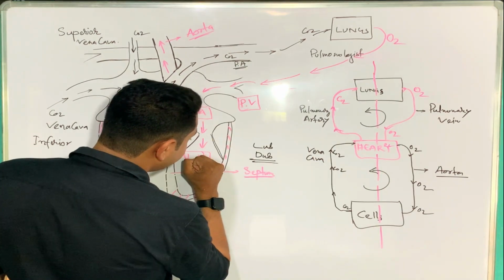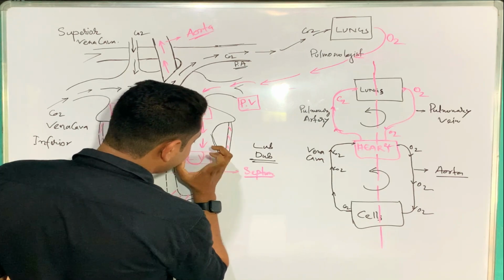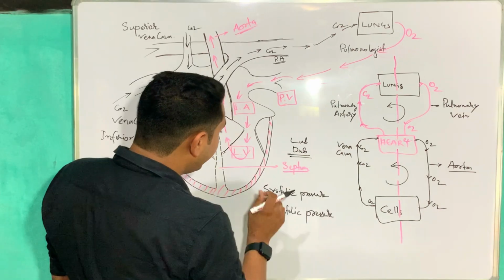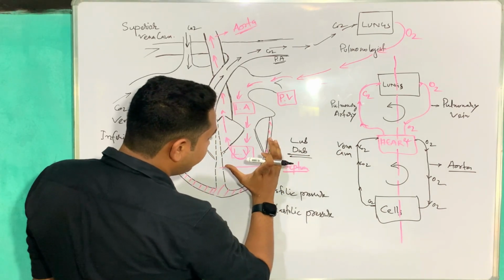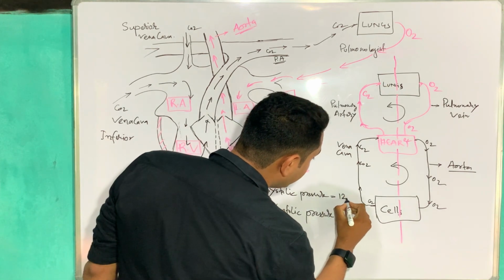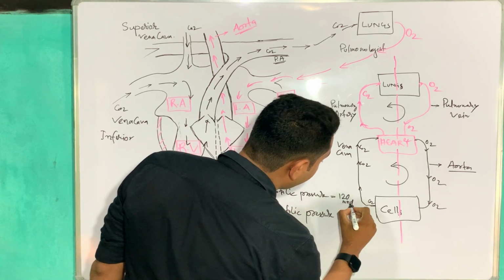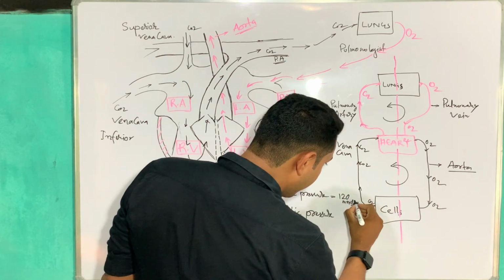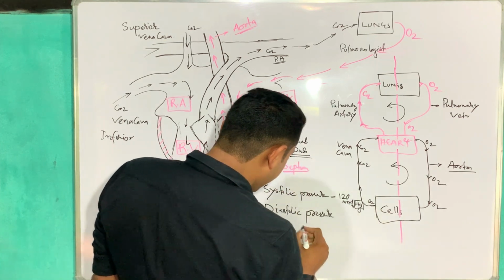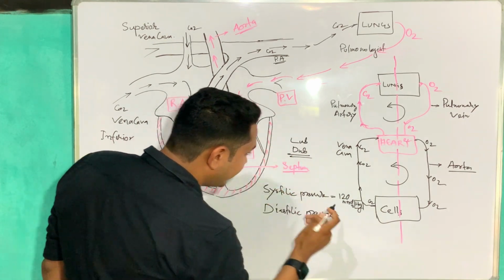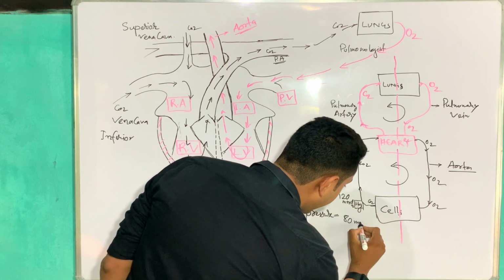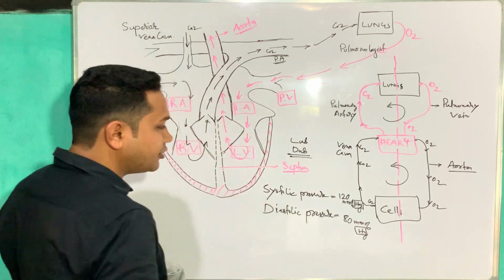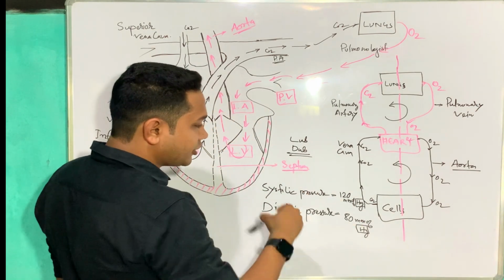Whenever the heart contracts we say this is systolic pressure, and whenever it relaxes we say diastolic pressure. Systolic and diastolic pressure occur here. Whenever it exerts pressure and pumps, that is 120 mm of mercury, Hg, which is the symbol of mercury. For diastolic pressure, whenever it relaxes, the pressure comes to 80 mm of mercury, Hg. This is the normal pressure of our body.